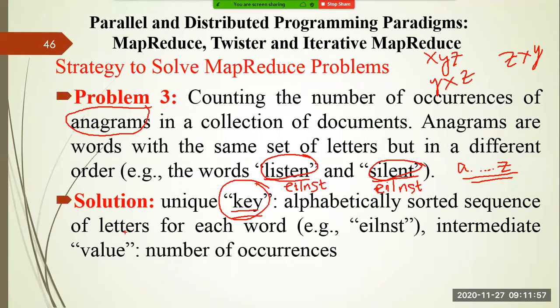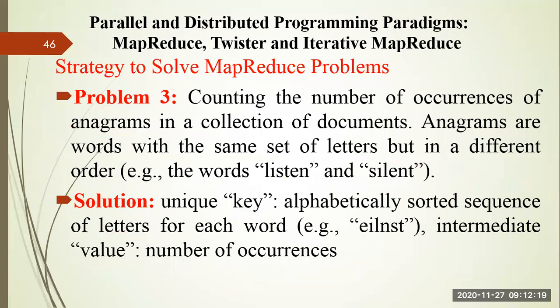And what is your value? Value is nothing but the number of occurrences. How many times are these words repeated? For example, if listen and silent are there, then the number of occurrences will be 2, because the listen sequence and silent sequence are the same. That problem you can also solve using MapReduce. So these are the problems you have to practice in your lab class.